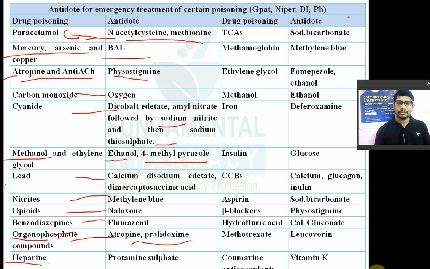In case of heparin poisoning, what is heparin? Heparin is an anticoagulant, a natural anticoagulant present in the blood. It is the most acidic compound. So if there is poisoning due to heparin, the antidote for heparin poisoning is protamine sulfate. Now what is protamine sulfate?